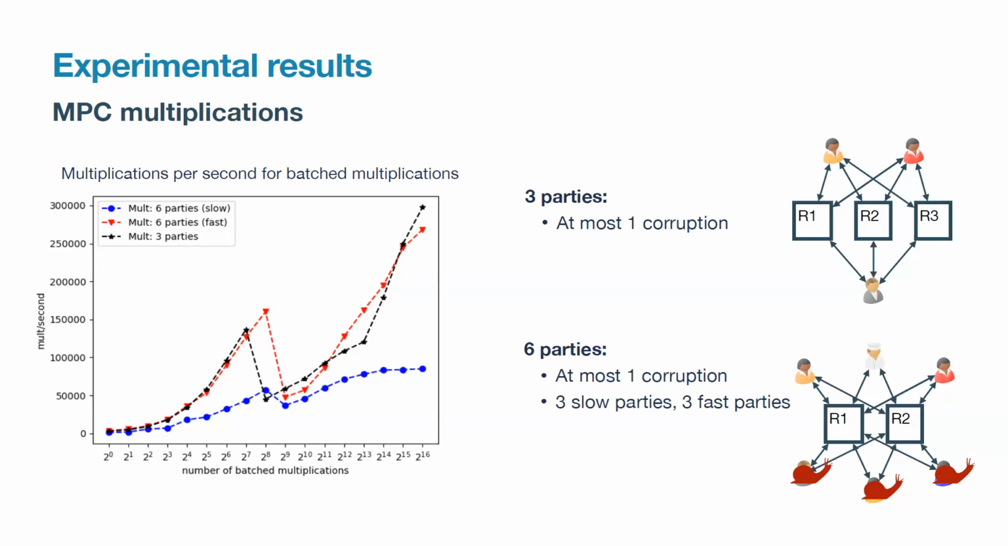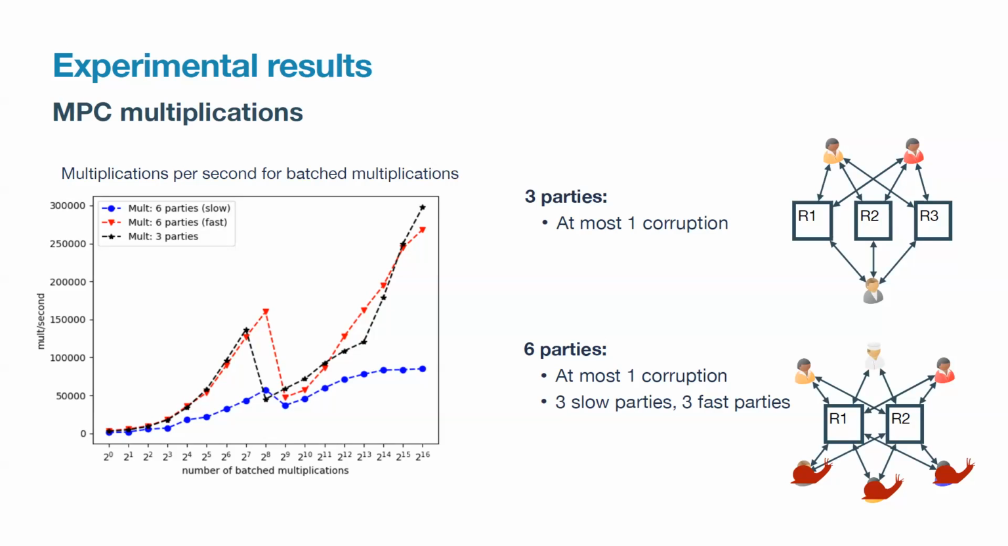Okay, so finally, we also did experiments for the MPC protocol itself. And the way we did it is by increasing the number of batch multiplications in each round, and then seeing how many multiplications per second we can do. And we did this both with 3 parties and with 6 parties. And in the 6-party case, we have 3 parties that run on faster computers than the other 3. This is sort of to simulate the effect of having relays.